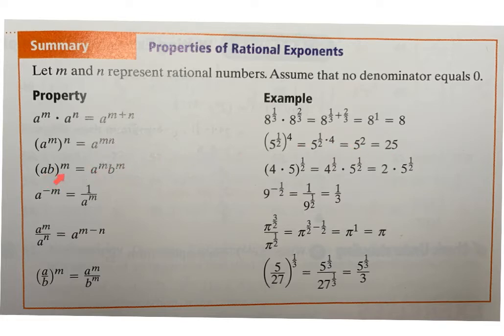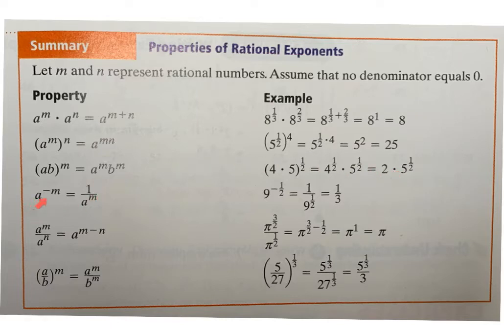If you have two things in the parentheses, and the whole parentheses is to a power, everything in the parentheses goes to that power. So 4 times 5 to the 1/2 is 4 to the 1/2 times 5 to the 1/2. 4 has a square root, that is 2. 5 does not have a square root, that's why it didn't simplify. Another way to write this would be 2 square root of 5.